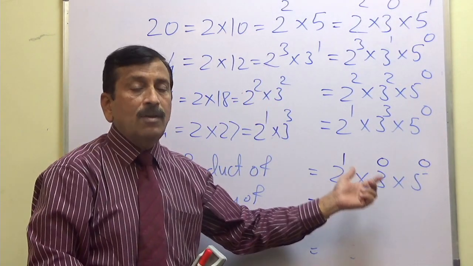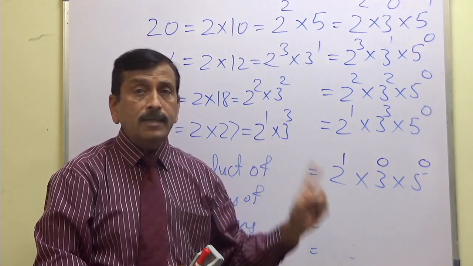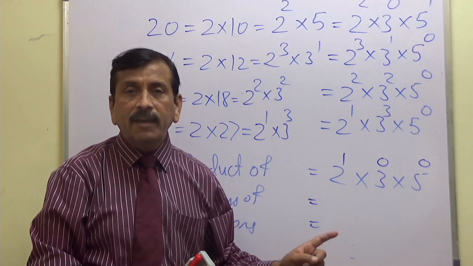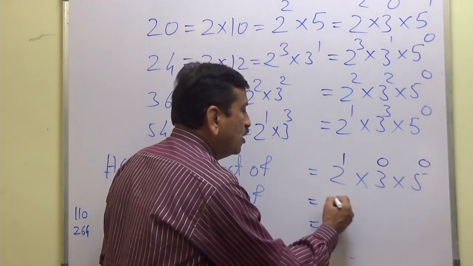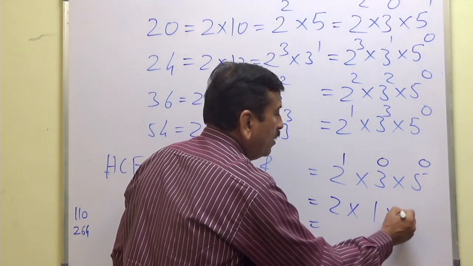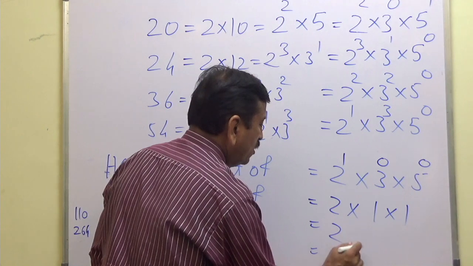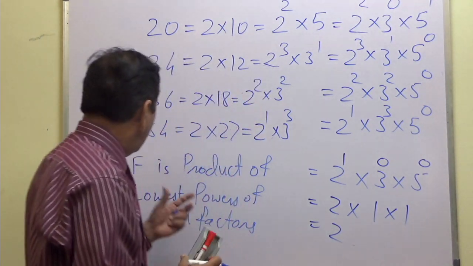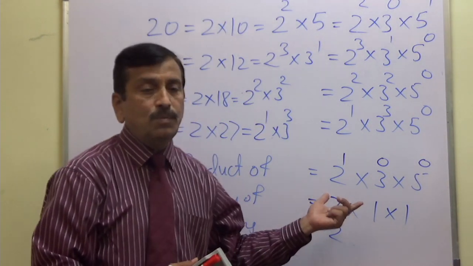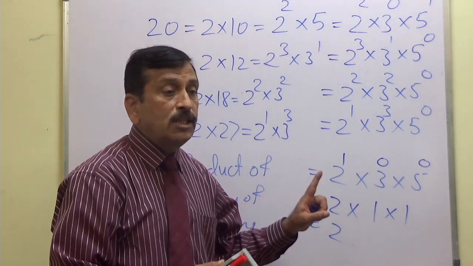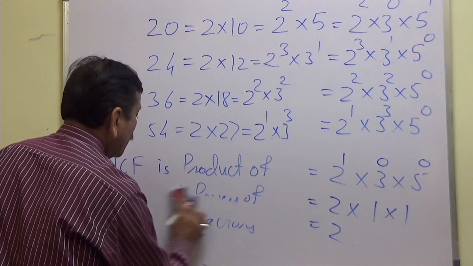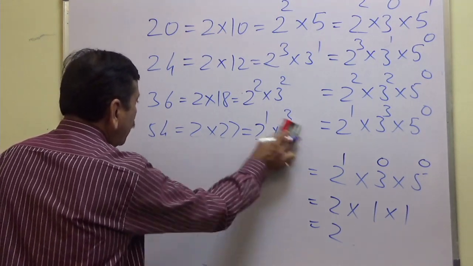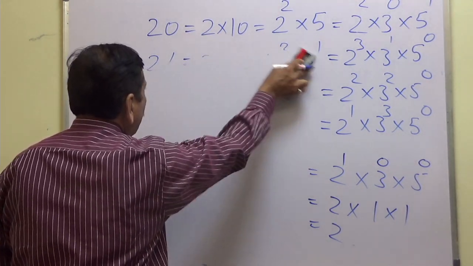Are you understanding? For LCM, we take the highest power, and for HCF, we take the lowest power. We have taken the lowest powers and the resultant answer is 2, since 3 to the power 0 is 1 and 5 to the power 0 is 1. So the HCF of these is 2 and the LCM is 1080. Now I'll try to compare this.